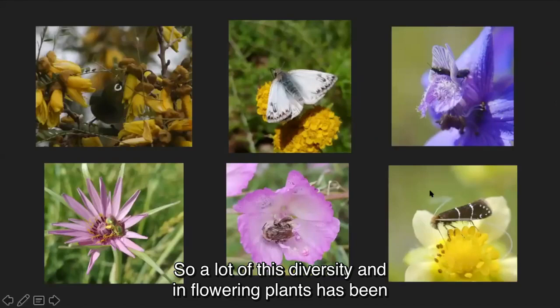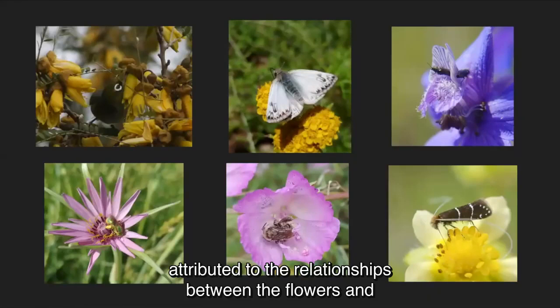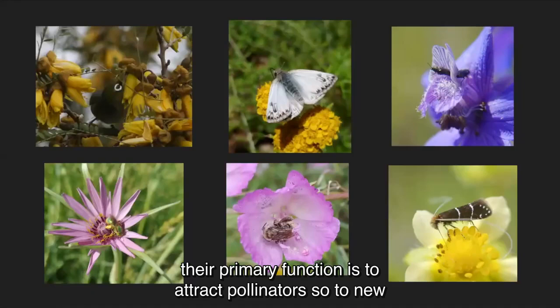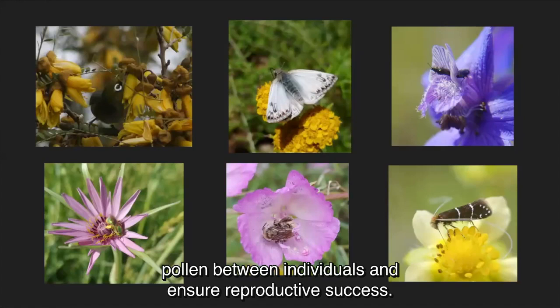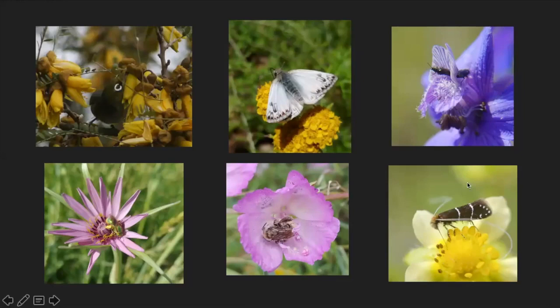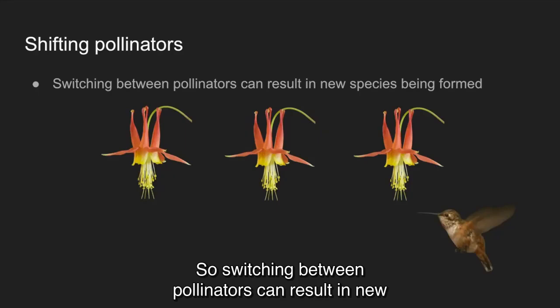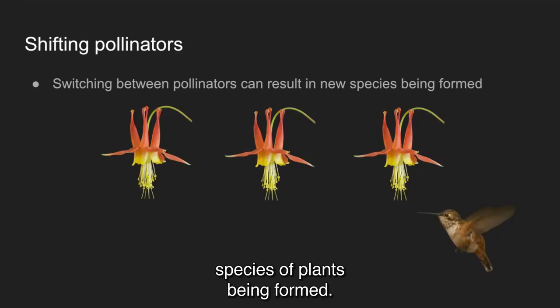So a lot of this diversity in flowering plants has been attributed to the relationships between flowers and their pollinators. Flowers are reproductive organs, and their primary function is to attract pollinators, to move pollen between individuals and ensure reproductive success. So switching between pollinators can result in new species of plants being formed.